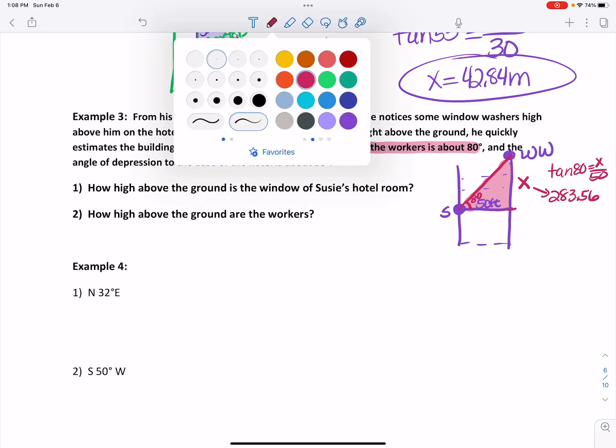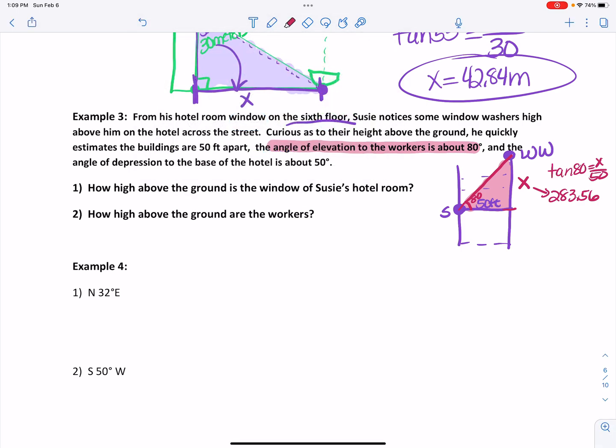Okay, now I can do the exact same thing with the hotel room. The angle of depression to the base of the hotel is 50. This actually ends up being inside the triangle. So the tangent of 50 equals y over 50. So 50 times the tangent of 50 ends up being 59.59 meters.